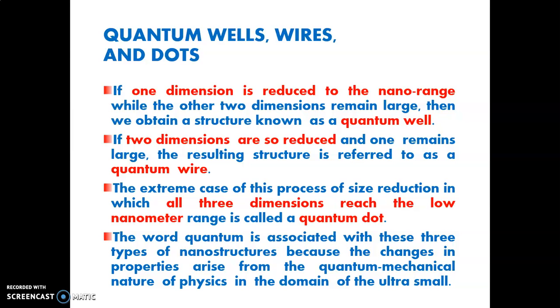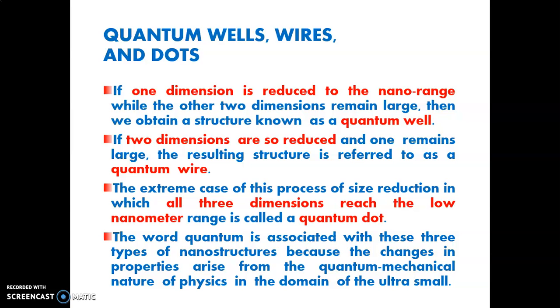What is a quantum well? It is nothing but one dimension being reduced to the nano range. Only one dimension is reduced. Of the 3 dimensions, we reduce one dimension to the nano range, while the other 2 dimensions remain large. When you see that, you call it a quantum well.